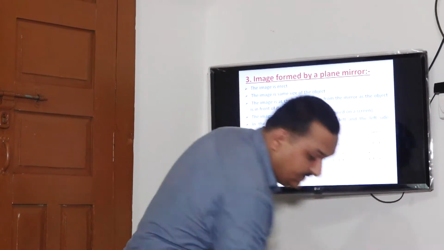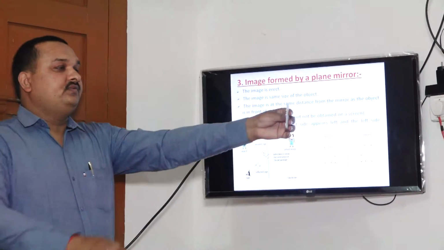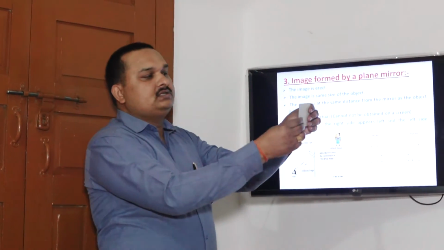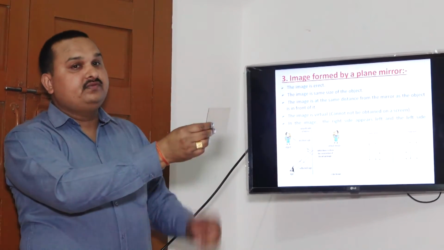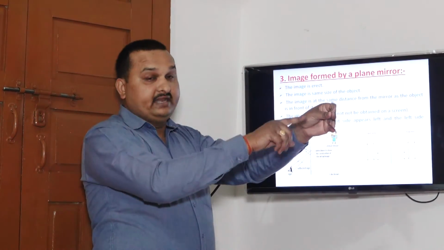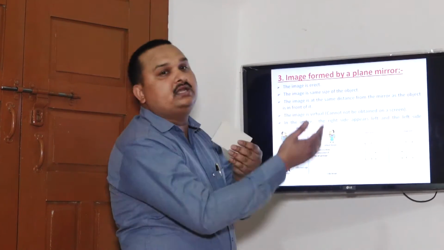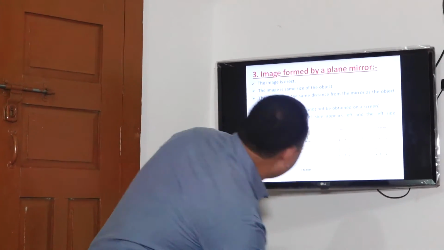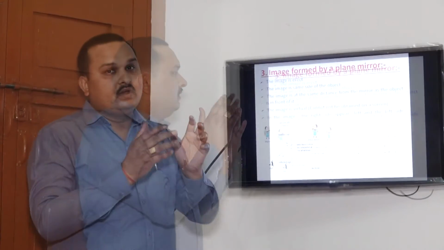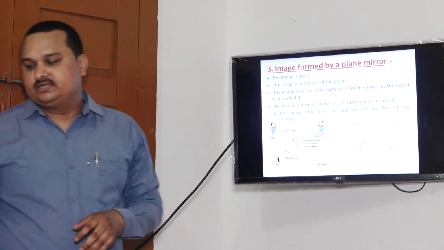You can see in the last point, in the image the right side appears on the left side. In daily life we also observe that if we raise the right hand, in my image the left hand is raised. If I raise the left hand, in my image the right hand is raised. It means side inversion. So image formation by the plane mirror also inverts right to left and left to right. This is known as side inversion.